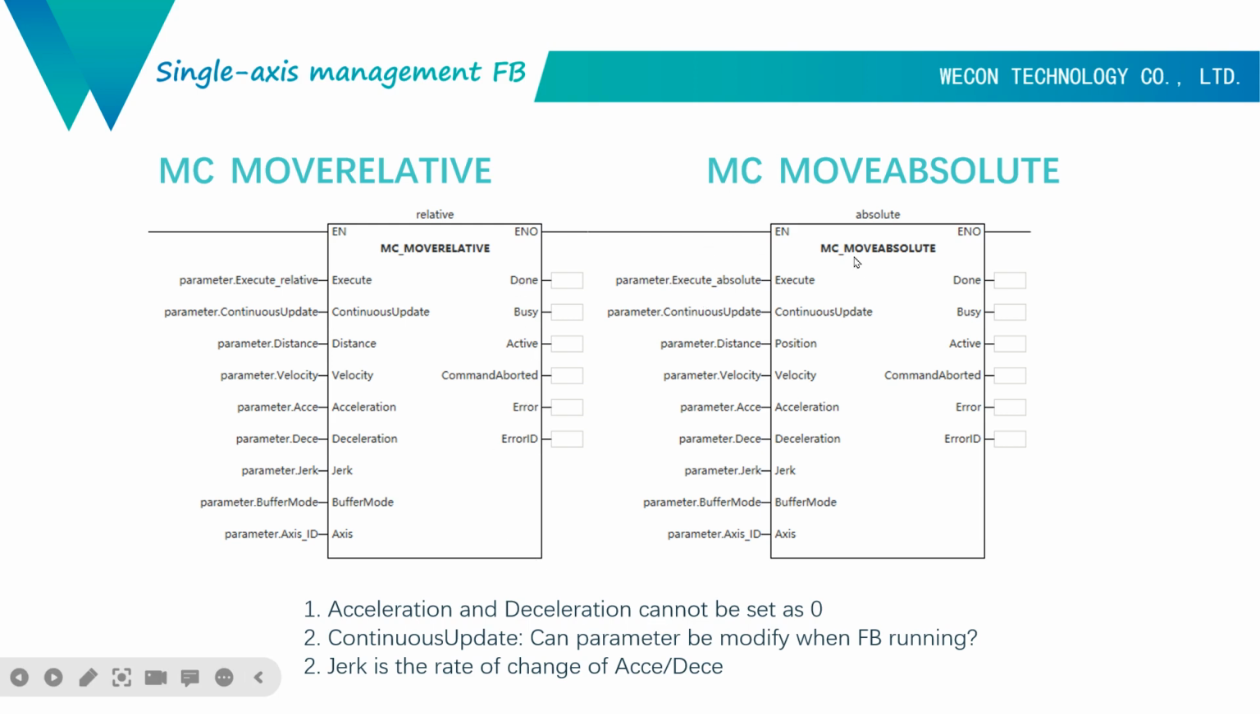And for this move absolute function block, the input side is almost the same, so I will not introduce that again. Please note that acceleration and deceleration can't be set as 0. Otherwise, we will have an error. And this continue update I have already introduced. Also, this jerk I have already introduced.